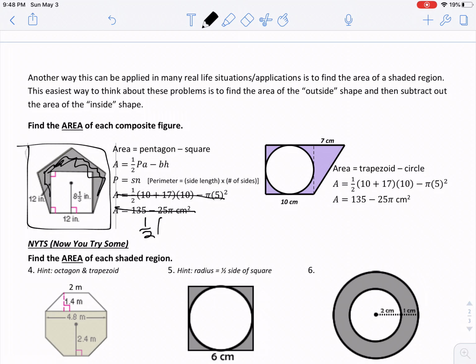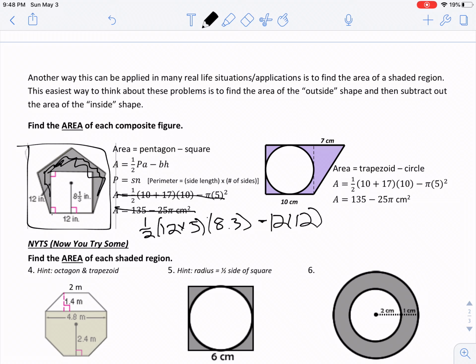We get 1/2 times the perimeter, which would be 12 for one side, times 5. All right. Times the apothem, which is 8 1/3. I want to round that to 8.3. All right. And that's the area of the whole pentagon. Well, now we need to take away the square. The base of the square is 12, times the height of the square is 12. All right. Now we multiply that out.